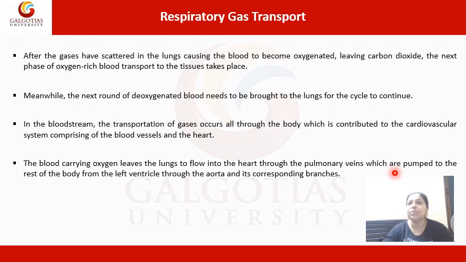So here in this respiratory gas transport phase, we see how the lungs and the heart are interrelated. The arteries carrying deoxygenated blood move out of the heart and come to the lungs, which contain a lot of capillaries. That is where the oxygenation takes place, and the oxygenated blood leaves the lungs through the veins and reaches the heart. The heart pumps the oxygenated blood to the different organs of the body through the left ventricle and the aorta. That is how this entire oxygenation-deoxygenation cycle and circulation process is completed.